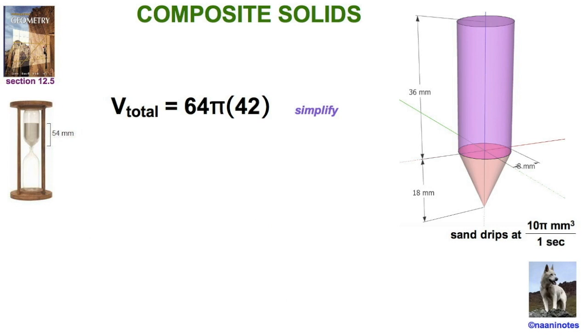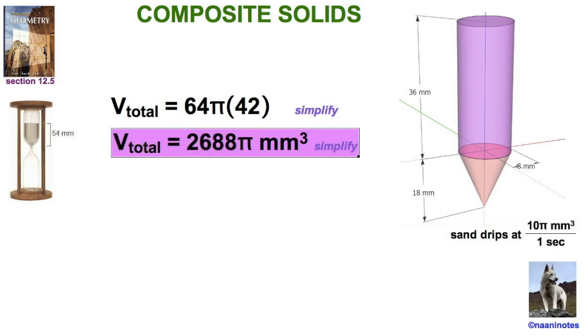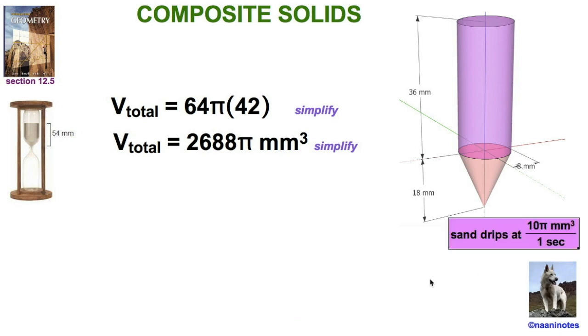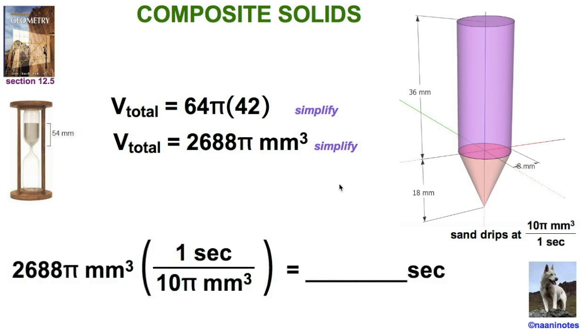And now we can say, I can multiply that together and then say, well, we could multiply by pi, but stop. Look at that. The sand drips at a rate of 10 pi cubic millimeters per second. And if you're not sure, should you divide or multiply? You're going to divide. But here's your good friend, dimensional analysis that comes in.